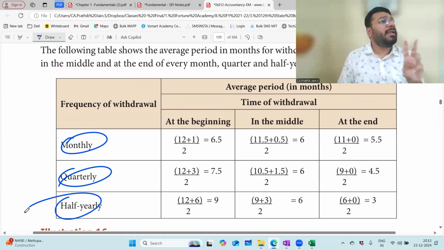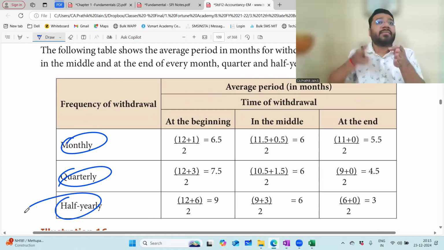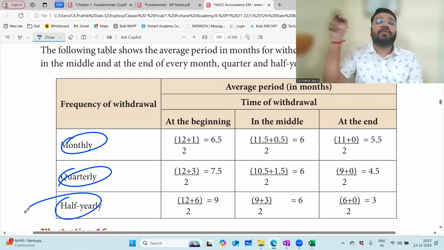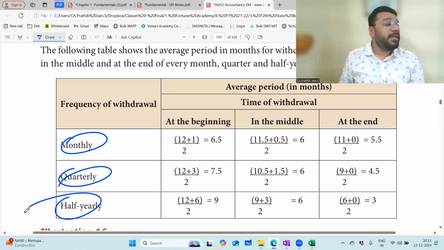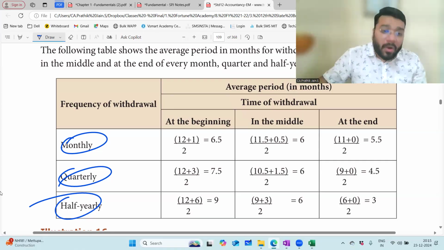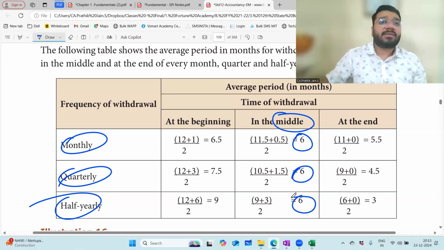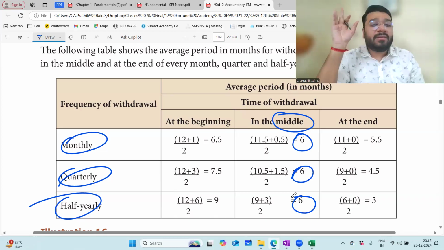Monthly, quarterly, half-yearly. On the right side, first we have beginning, then middle, then end. In a month, how do you write? 1, 15, 30. So what comes first? 1. Then 15, then 30. Always middle will be equal to 6, 6, 6. Middle of a month, middle of a quarter, middle of half year is 6, 6, 6.